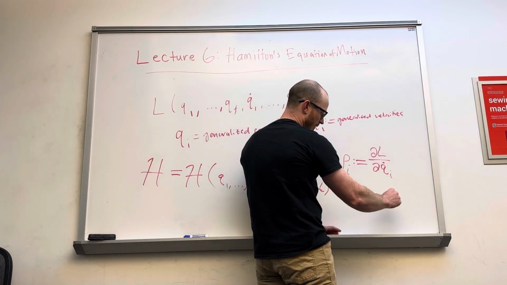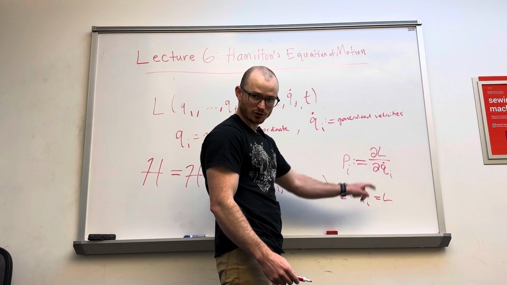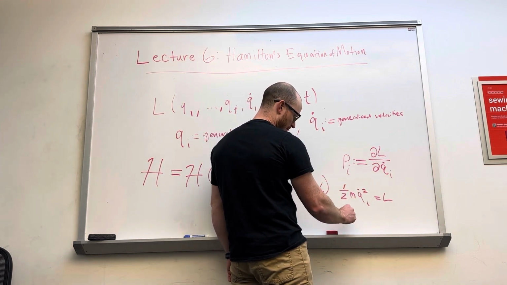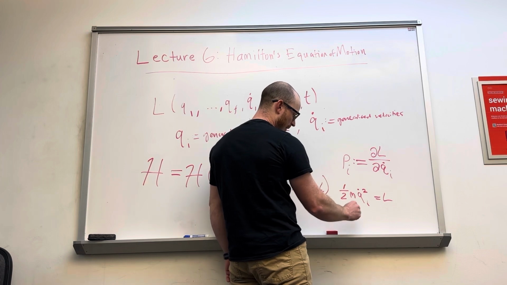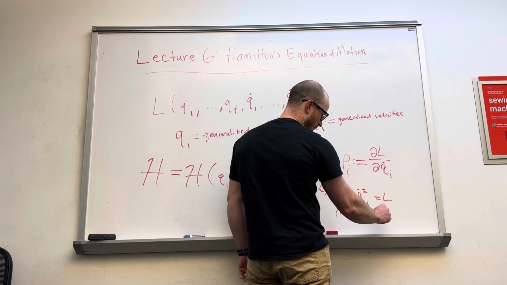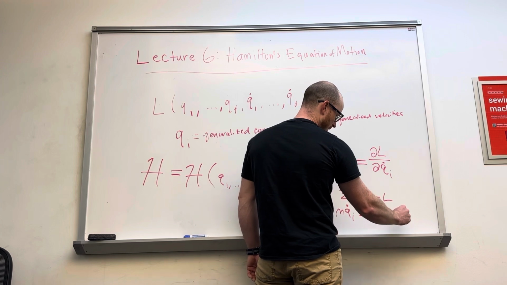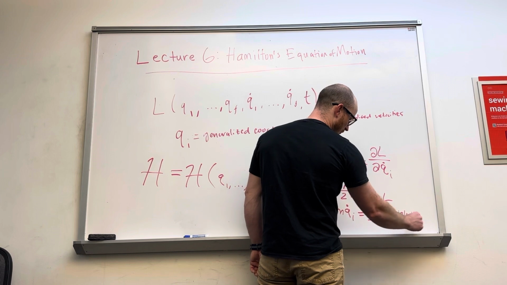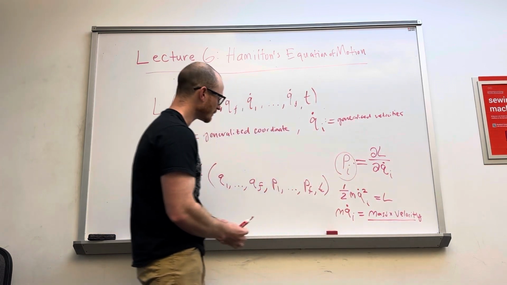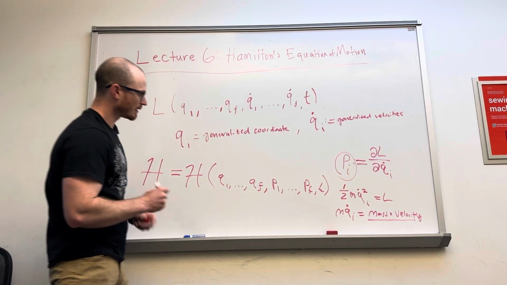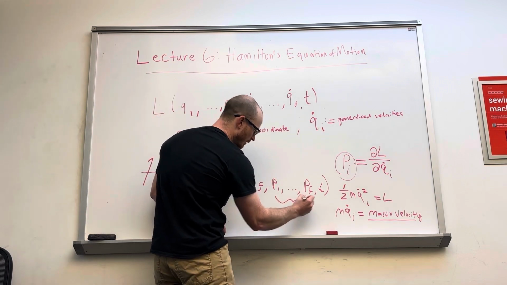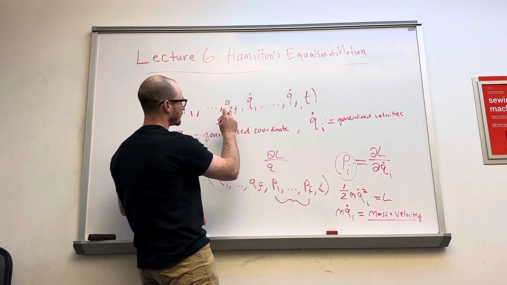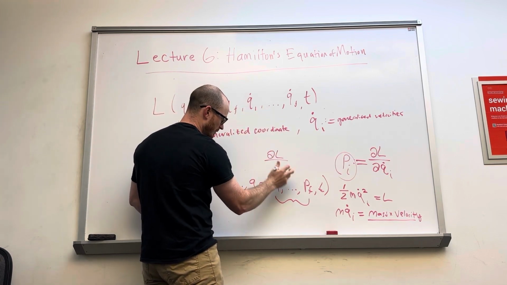If this is your L in this system, well, just take the partial derivative with respect to q_i dot and you obtain, the 2 comes down, m q_i dot. Well, this just looks like mass times velocity, which we know and understand conceptually as being equal to the momentum. So really, these momenta are derivatives of the Lagrangian with respect to its original variables.